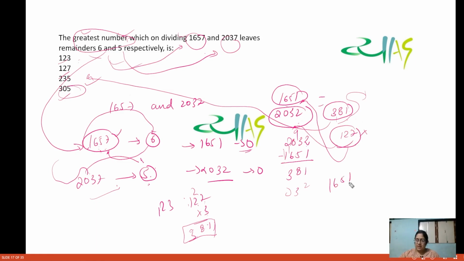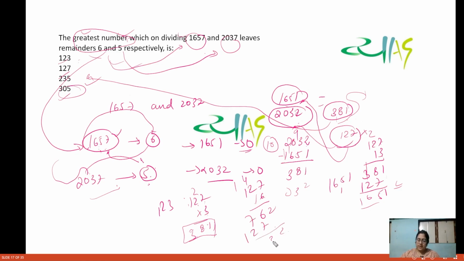You can check it, 1651 and 127 into 13, let's say. So this is 381 and you have 127. And you have this 1651, and this will be divisible 16 times because 7 sixes are 42. 2 sixes are 12, 12 plus 4 is 16, 1762, and this is 127. So this will become 0 and this is 2032. So this is 1651 and 2032.